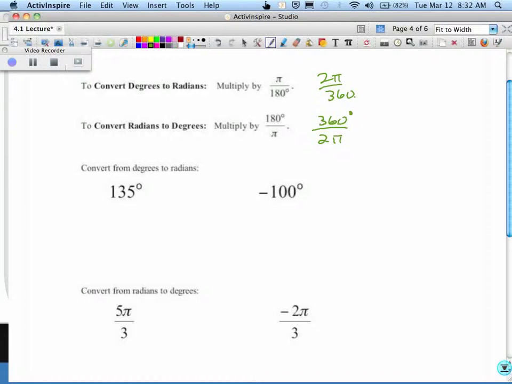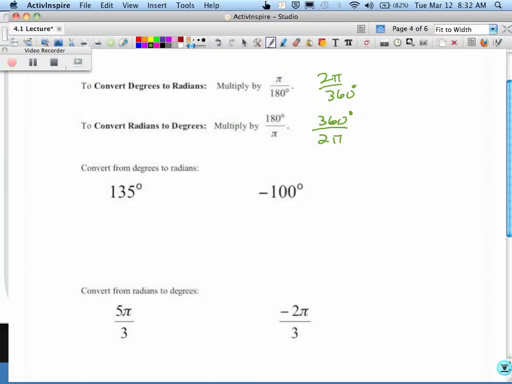Other teachers do 2 pi over 360. Why would they do that? So that is the right-hand side of the unit circle, right? You could use 90 degrees and pi over 2. You can use 270 degrees and 3 pi over 2. Use any sneaky form you want. I use pi over 180 because the numbers are the smallest, and I'm not dealing with any fractions.